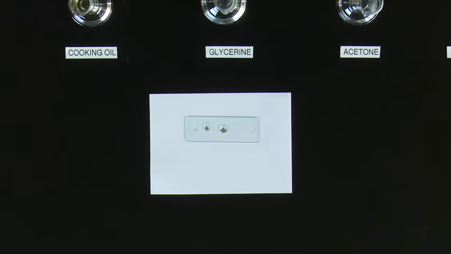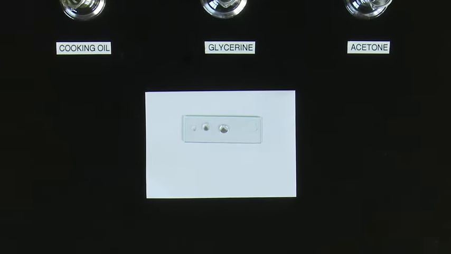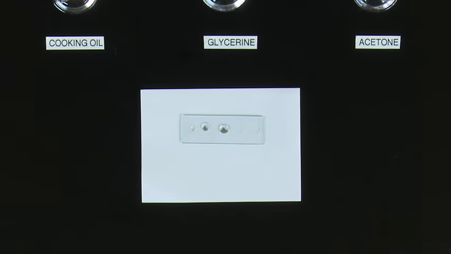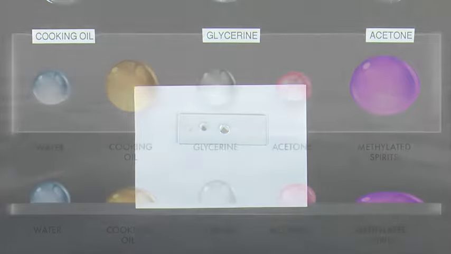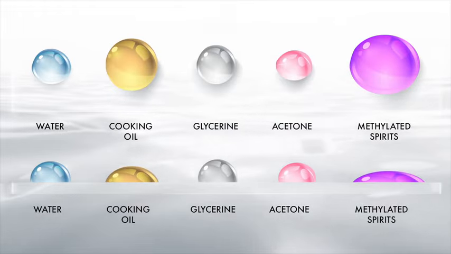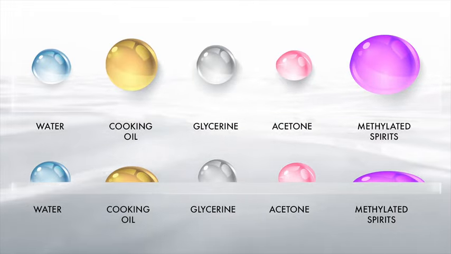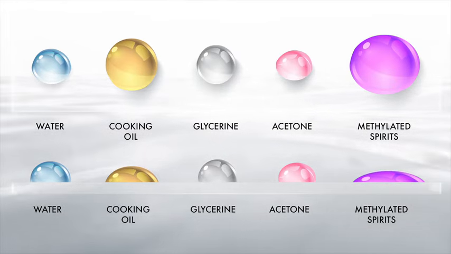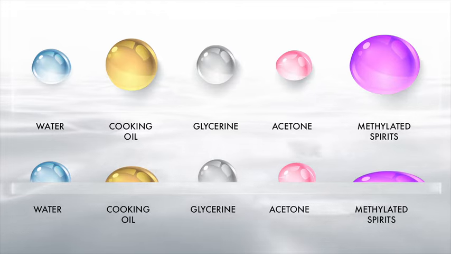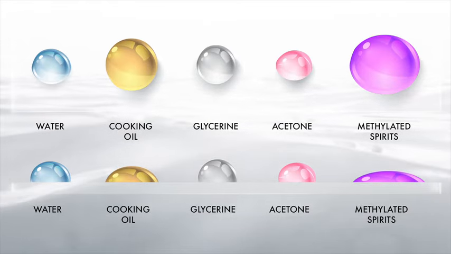Methylated spirits is a mixture of ethanol and methanol with purple coloring added to it so that you can easily recognize it. That's it for the surface tension results. Once again, you will find questions about this part of the practical investigation to answer later.